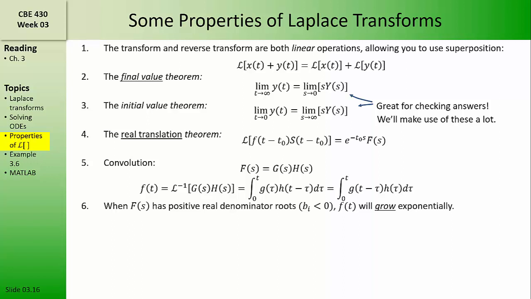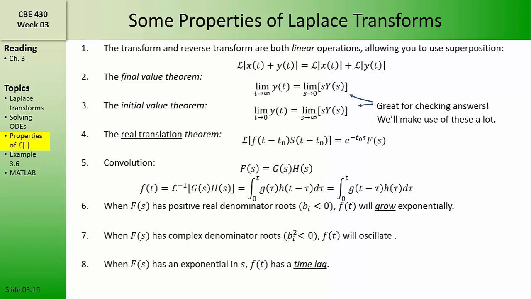Earlier we looked at the Laplace transform of an exponential decay, but we didn't look at the Laplace transform of an exponential growth. When capital F of s has positive real denominator roots, that is, the b are less than 0, then f of t will grow exponentially in the time domain. When F of s has complex denominator roots, that is, b squared are less than 0, then f of t will oscillate. Remember that complex roots of the denominator polynomial will always appear as complex conjugate pairs of roots.